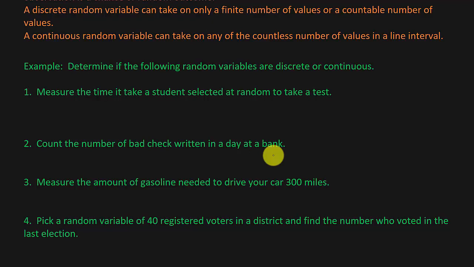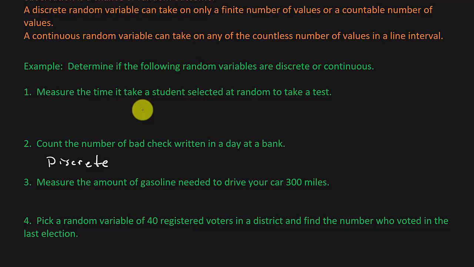Now it says measure the time it takes a student selected at random to take a test. Is that discrete or continuous? How long can it take them? Can we count that? It could take them 30 minutes, 40 minutes, but it could also take 30 minutes and 2 seconds, 30 minutes and 2.3 seconds, 30 minutes and 2.067 seconds. So we can't count that. It can take on an infinite number of values in a certain time interval, so this would be continuous.